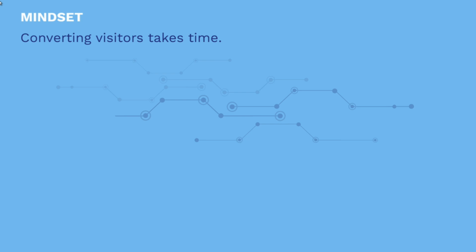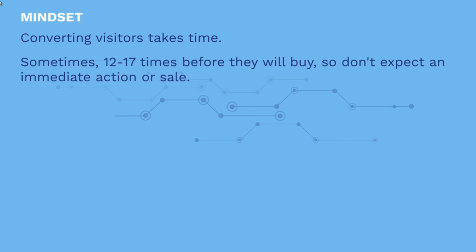All right, so let's talk about mindset, because I'm a big believer of having the right mindset before you get started. I want you to realize that you're not going to make a sale. You're not going to get leads right away just by setting up a Facebook retargeting campaign. Converting visitors really does take time. And to be realistic, sometimes 12 to 17 times of touch points, meaning you have to get in front of them 12 to 17 times before they will buy. So I want to make sure that you don't expect an immediate action or an immediate sale.